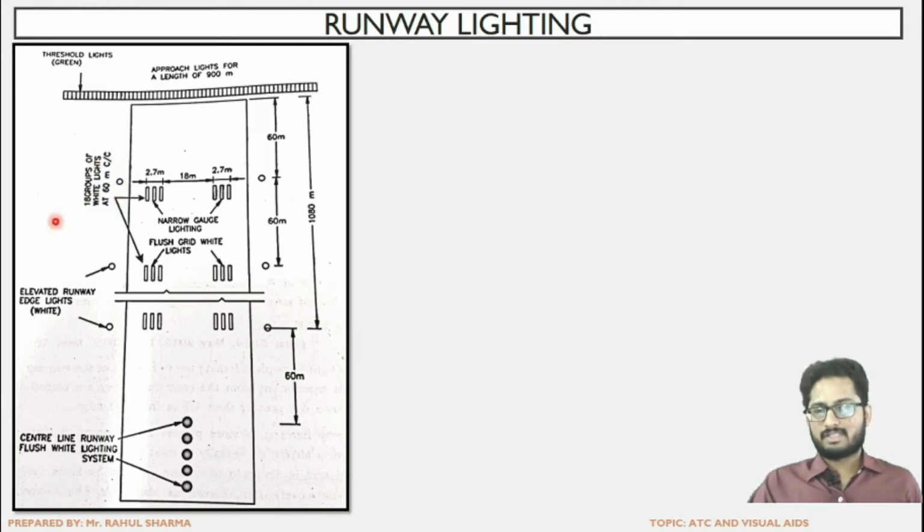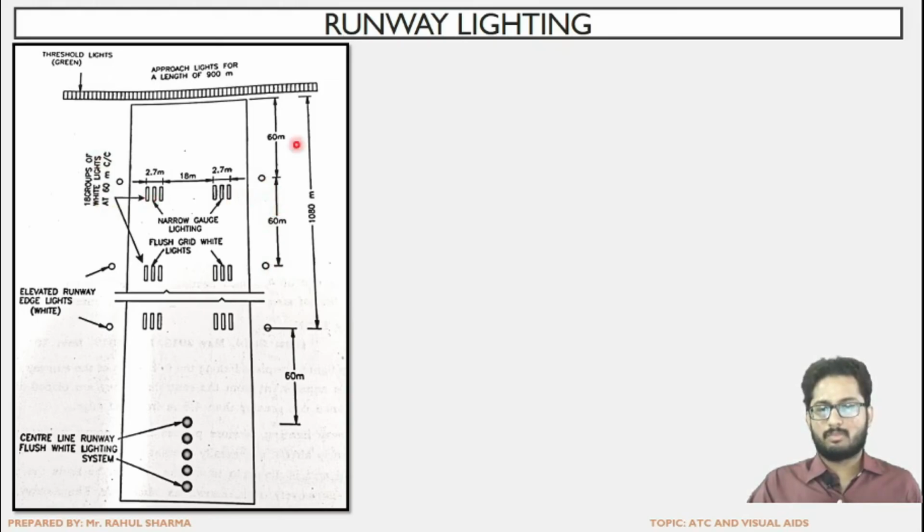The meaning of this label is that the gap or the clearance between these patterns is 60 meter, and 18 groups have been shown because the total length has been shown as 1080 meter, and the clearance or the gap is 60 meter. So 1080 by 60 will be 18. So 18 groups of white lights with spacing of 60 meter center to center.